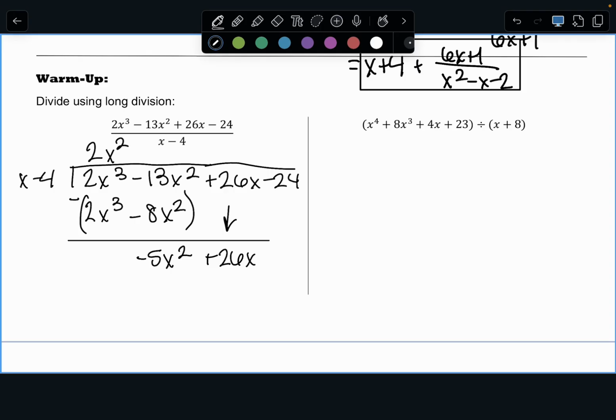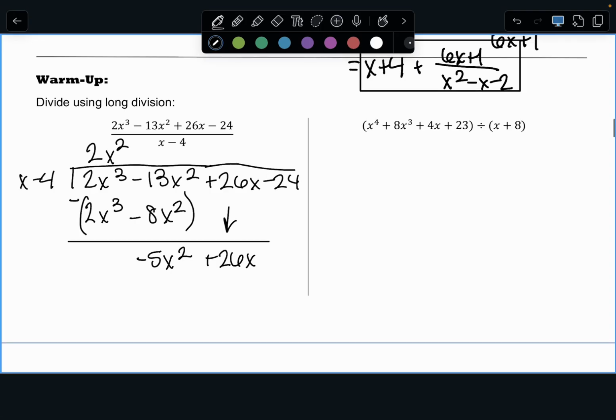Same thing, how many times does 1 go into negative 5? Negative 5 times. And what should my exponent on x be? 2 minus 1. Just 1. So we have negative 5x. Again, we can kind of check ourselves up here. Your exponents should be decreasing.